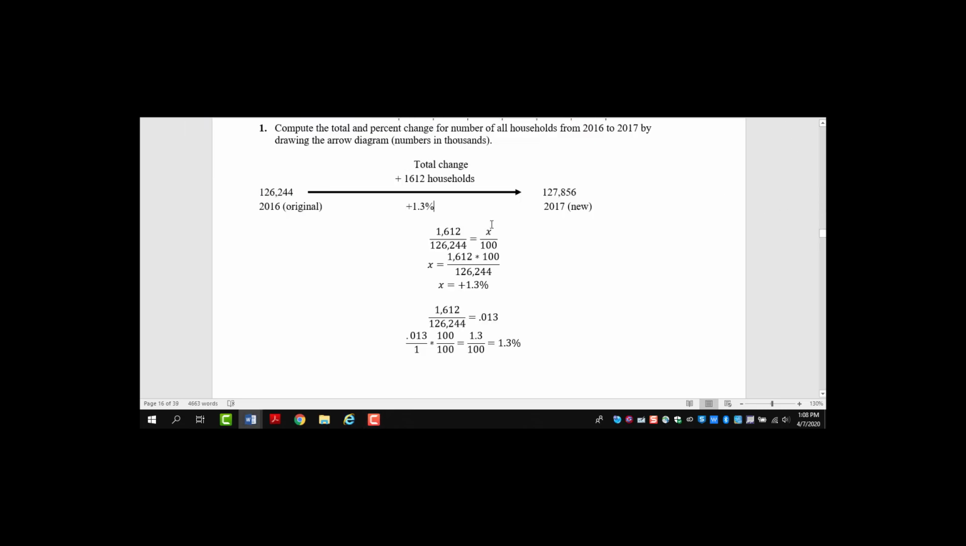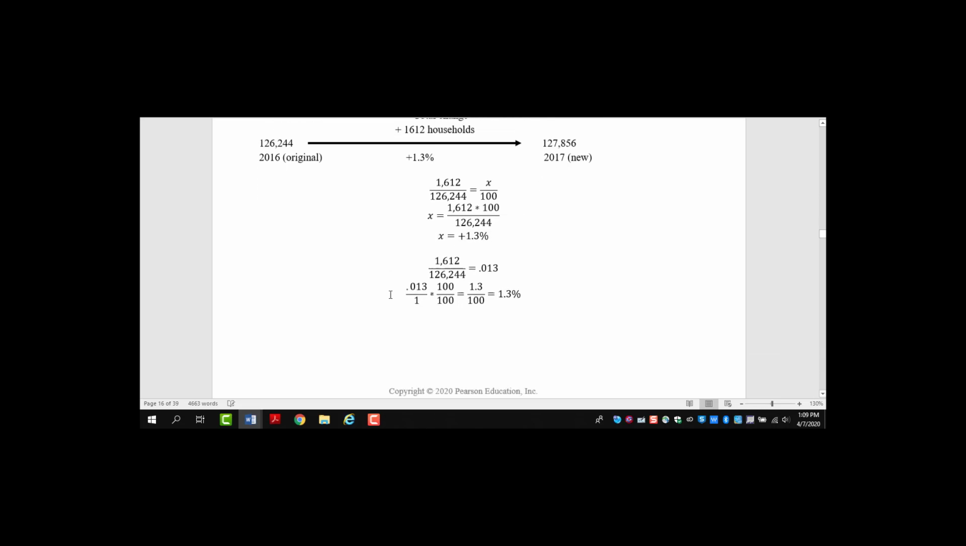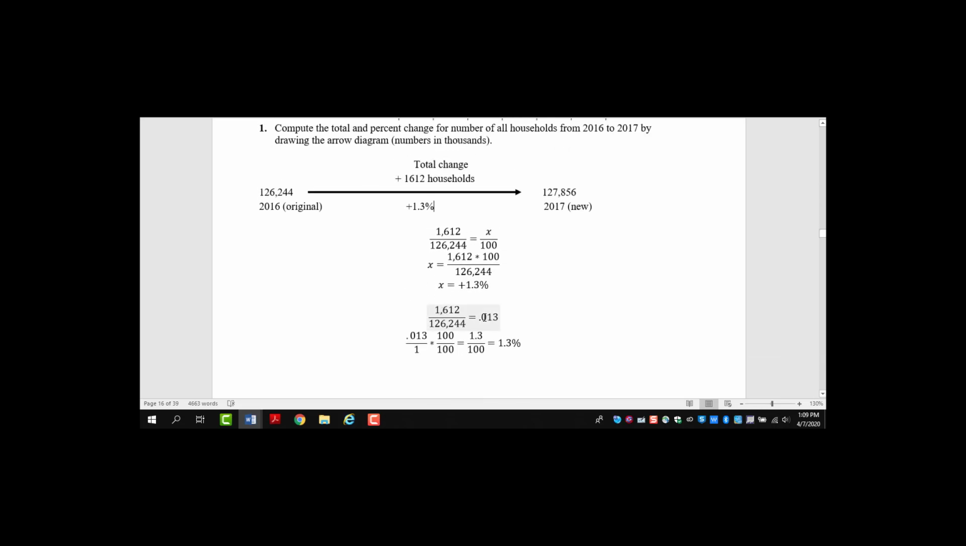And so I completed this 2 ways, right? Here I have the total change over the original that equals some number over 100, cross multiply and divide, and I get a positive 1.3% increase in the number of households. And here I just simply divide it. I got 0.013, that's really 0.013 over 1, multiply the numerator and denominator by 100, I get 1.3 over 100, which is 1.3%. Usually, a lot of students just skip that step, or they go right here and move the decimal 2 places. But this is why that works anyhow.